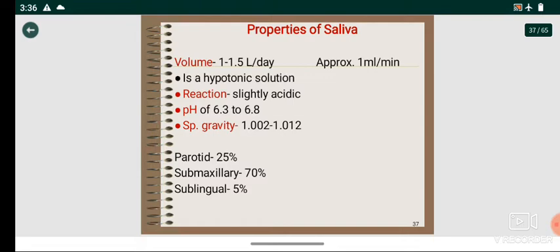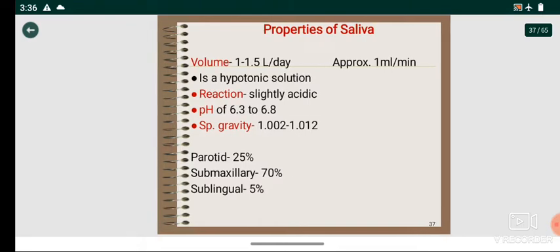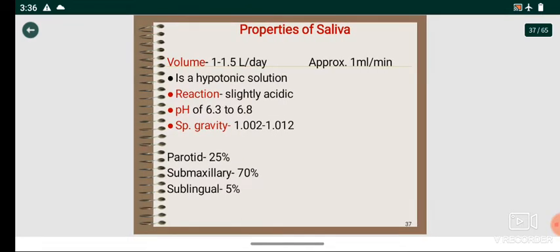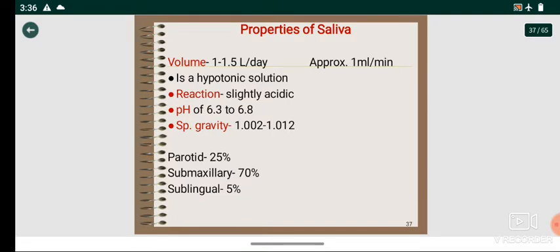So the volume of saliva is 1 to 1.5 liter per day. That is, 1 to 1.5 liter of saliva gets secreted in a single day, or if we define it per minute, then approximately 1 ml per minute of saliva is being secreted in the oral cavity. It is a hypotonic solution, which means the tonicity of the saliva is hypo as compared to plasma.